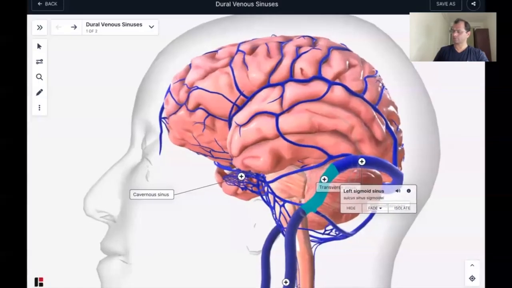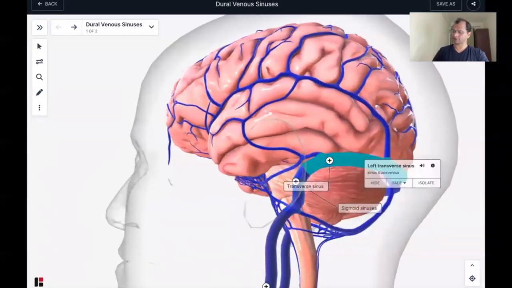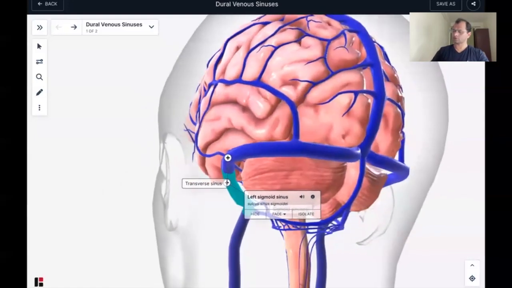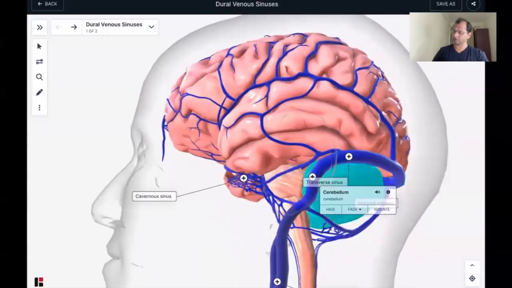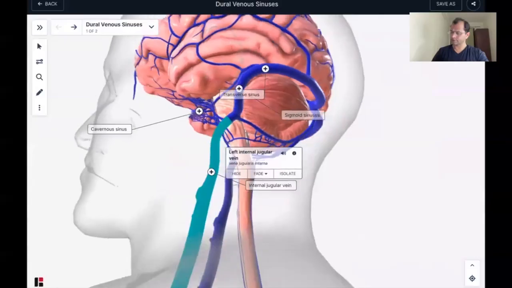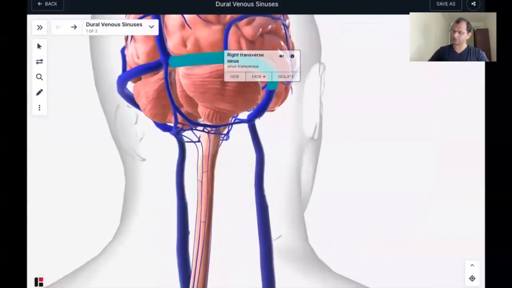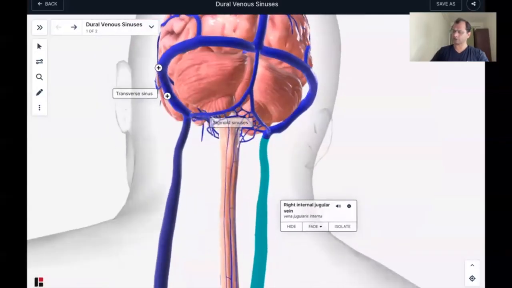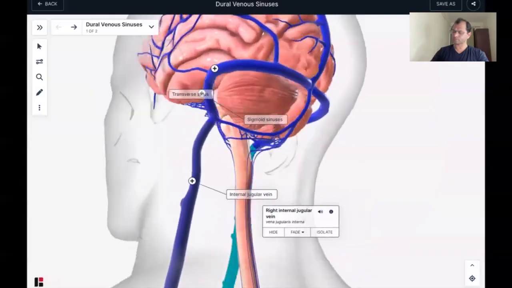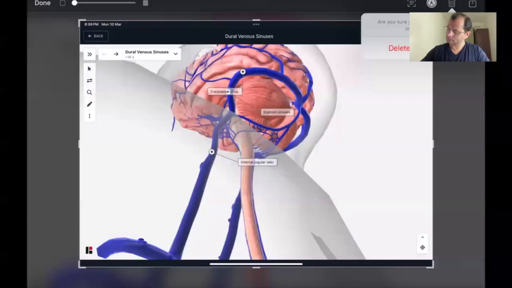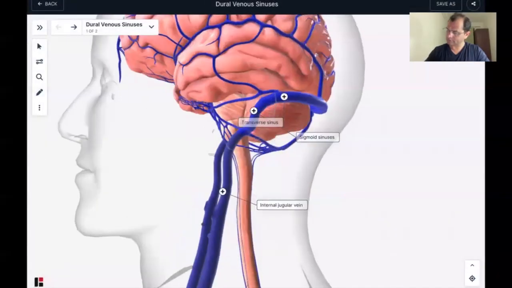Okay. Now, the transverse sinus and the sigmoid sinus, they are coming next to each other. So again, transverse sinus, sigmoid sinus, then again the internal jugular vein on this side, and even on the other side: transverse sinus, sigmoid sinus, and the internal jugular vein. Now let's focus on these three structures. Okay, let me highlight.